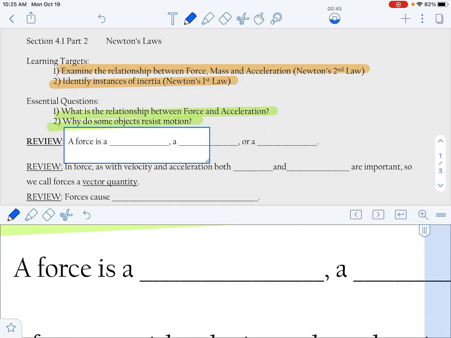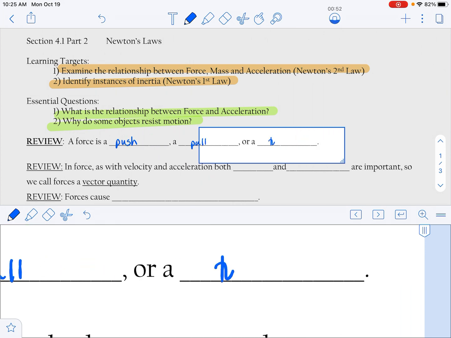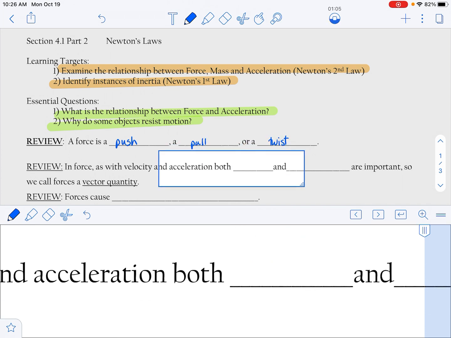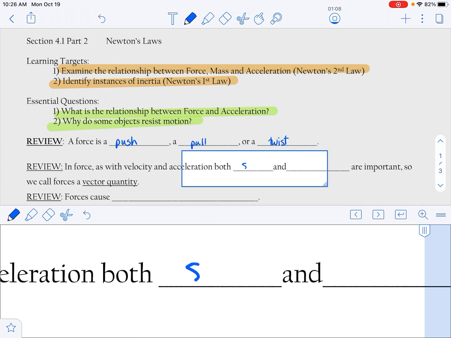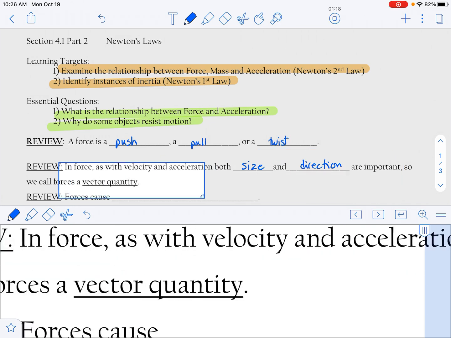So if you recall from last time, a force can be one of three things. It can be a push, a pull, or a twist. Forces can be contact forces that happen because you're touching something, or long-range forces like gravity, where you don't actually have to be touching anything. We also know that with force, just like velocity and acceleration, the size of the force matters and the direction of the force matters. These are both important things. That makes it a vector quantity, just like position, velocity, acceleration.